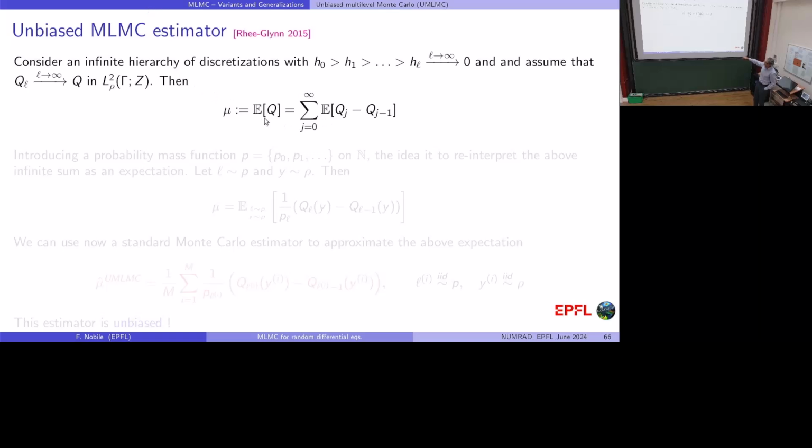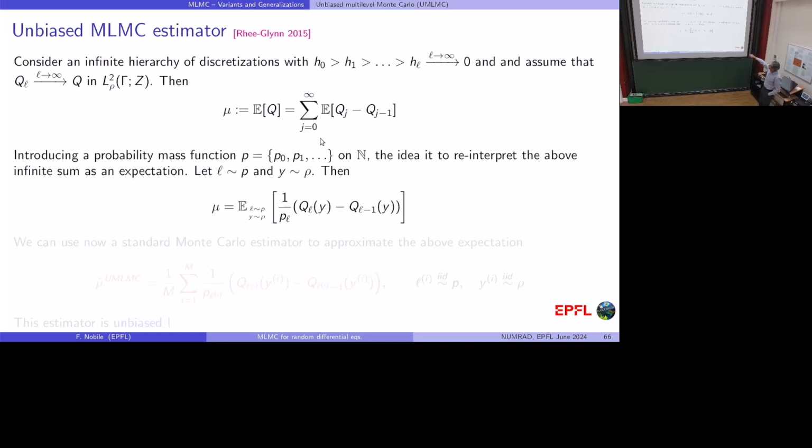So if you have this convergence, then again, this expected value of Q, you can write it as a telescopic sum, but now it's an infinite series from 0 to infinity. So I don't stop at capital L, at the finest discretization level. Virtually I go to infinity. Okay? So this is an equality. And now the trick is here.